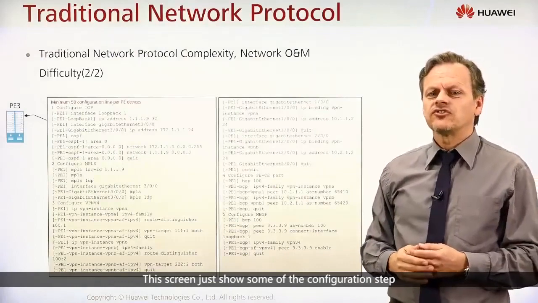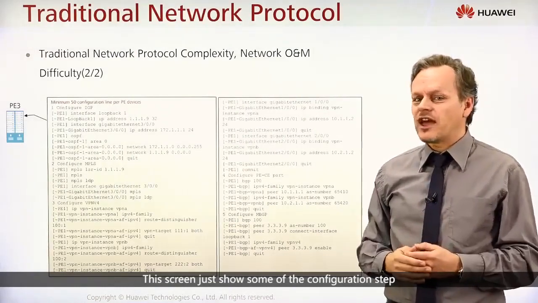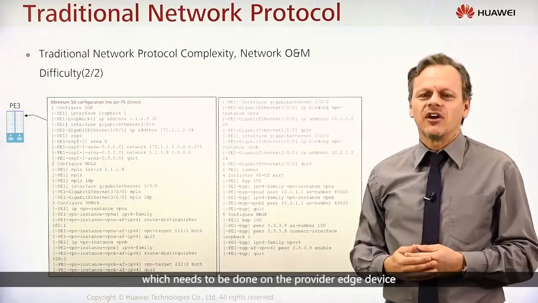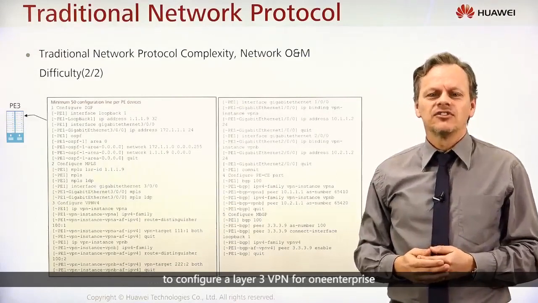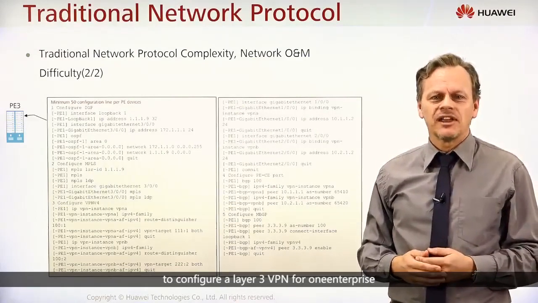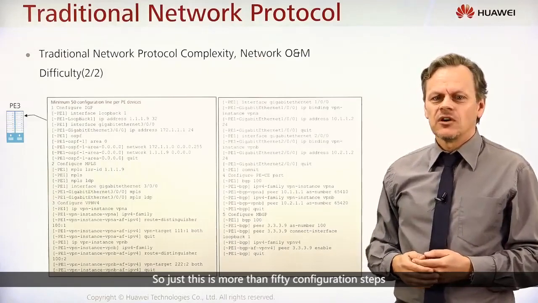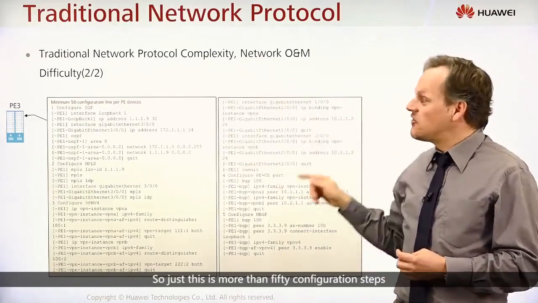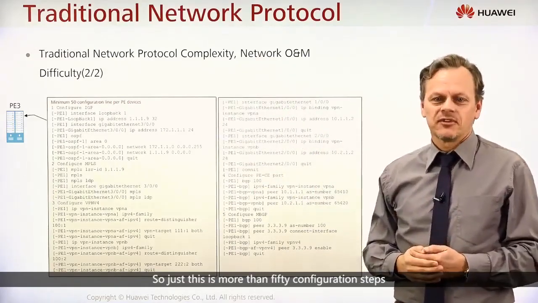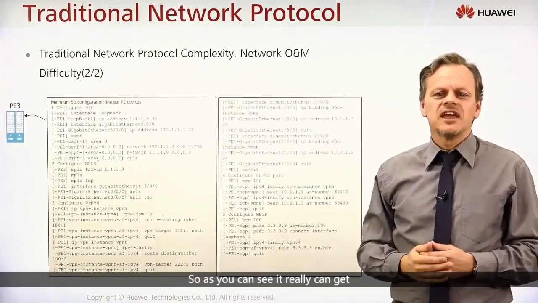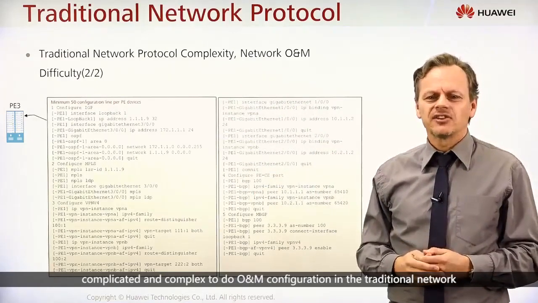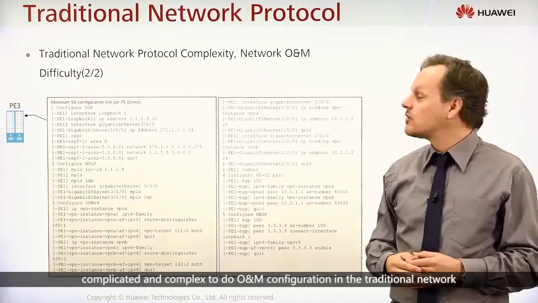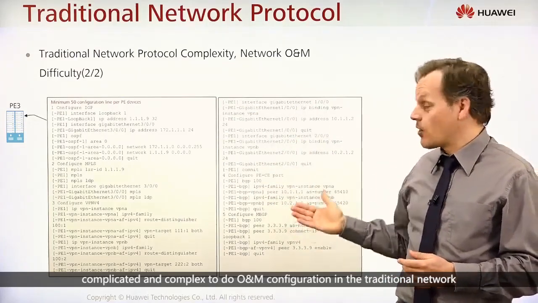This screenshot just shows some of the configuration steps which need to be done on the provider edge device to configure layer 3 VPN for one enterprise. So just this is more than 50 configuration steps. So as you can see, it really can get complicated and complex to do O&M configuration in a traditional network.